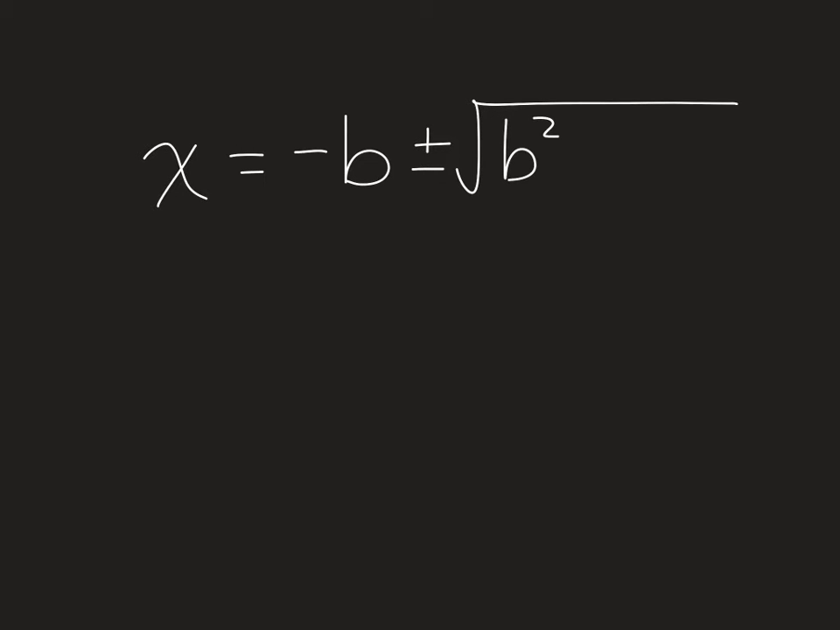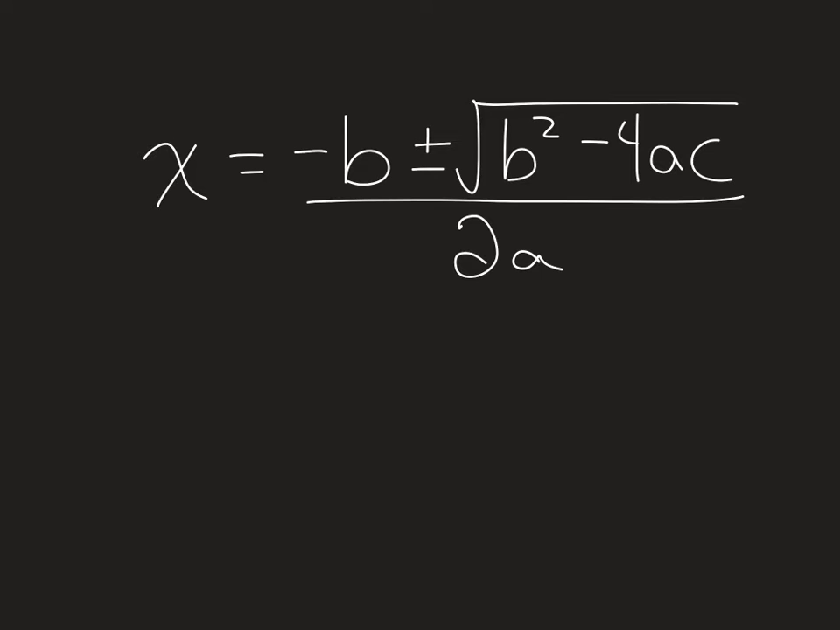Okay? Our formula for the quadratic formula is this. x is equal to, so x is going to be one of your solutions, or two of your solutions, or whatever. Okay? So x is equal to the opposite of b plus or minus the square root of b squared minus 4ac, all over 2a.